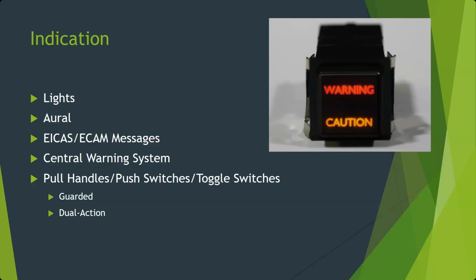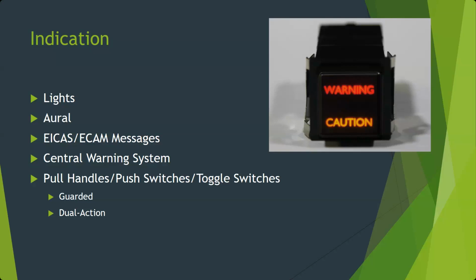This is all, most of the time, a combination of your fire and overheat indicating and your central warning system working together to provide these. And then the actual items you use to fight, say, a fire, the pull handles, push switches, toggle switches, are going to often have a light in them to draw your attention to it. So if you have a fire in your left engine, the fire handle or the fire button for that engine will light up as well, so it's easy to find.